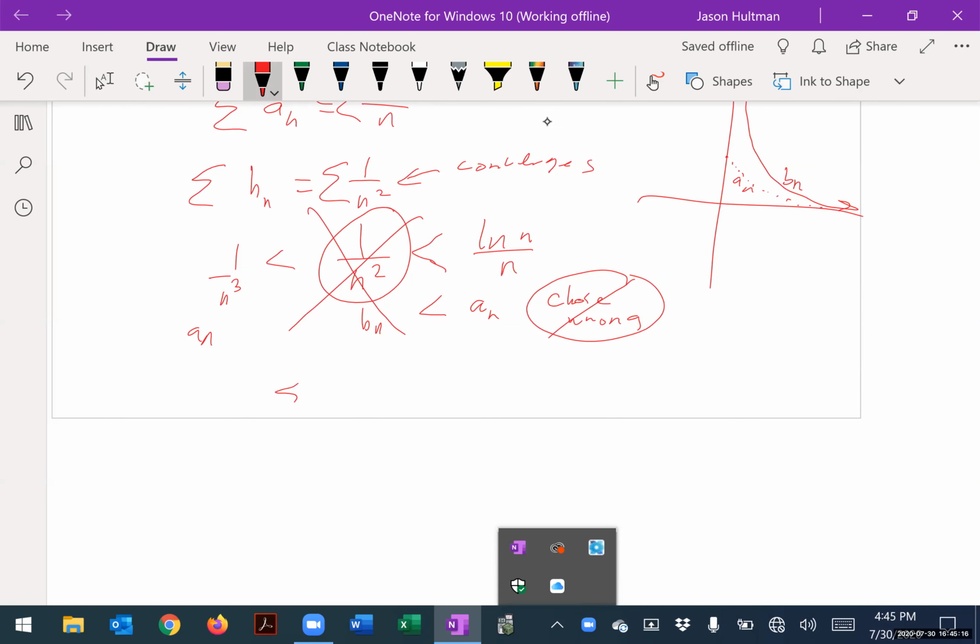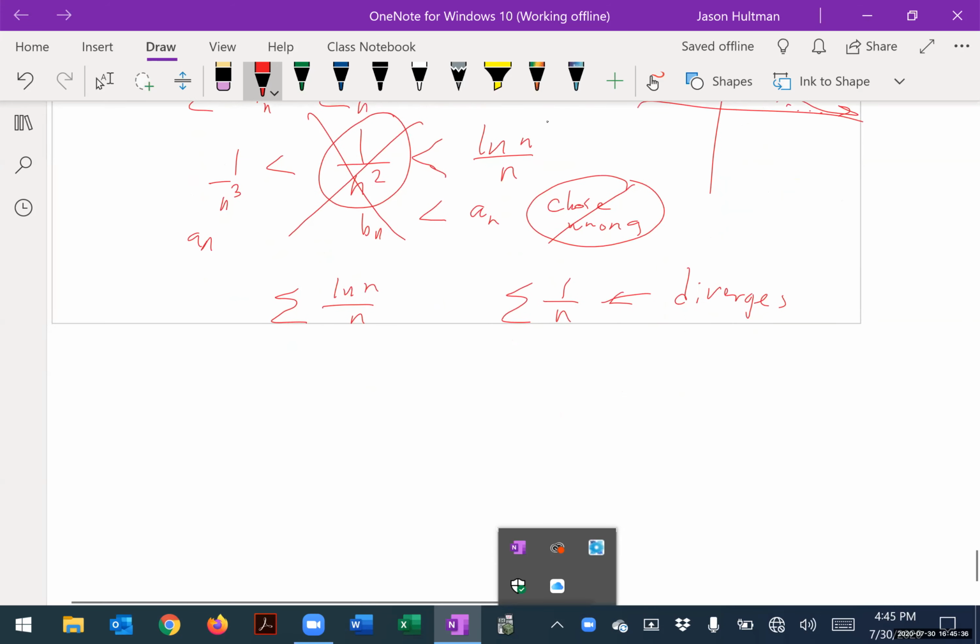What do we want to compare the natural log of n over n to? Oh, wait a second. I have an idea. What about we compare it to 1 over n? Why? Because I know what this thing does. That thing diverges, right?